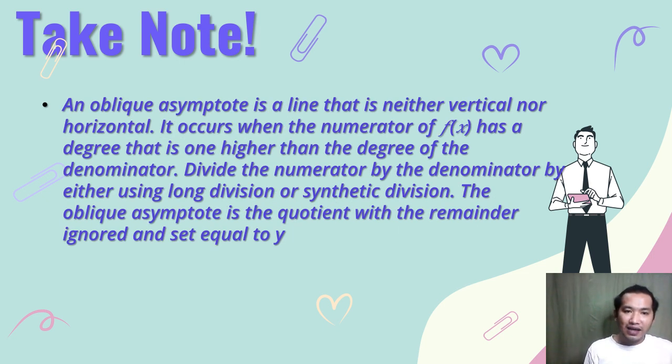So last, an oblique asymptote is a line that is neither vertical nor horizontal. It occurs when the numerator of our f of x has a degree that is 1 higher than the degree of the denominator. Divide the numerator by the denominator by either using the long division or the synthetic division. The oblique asymptote is the quotient with the remainder ignored. Take note, remainder ignored and set equal to y.